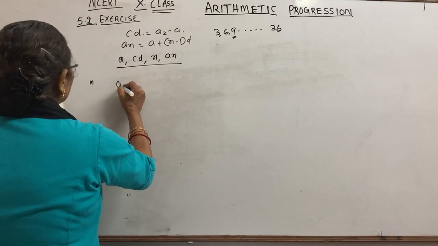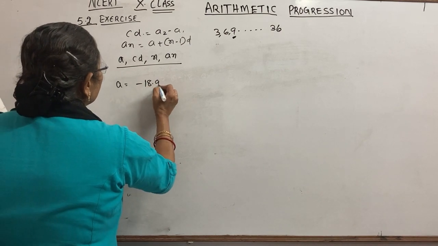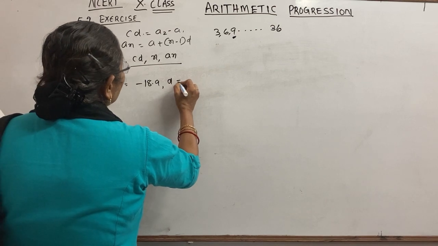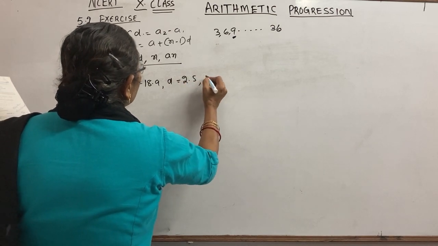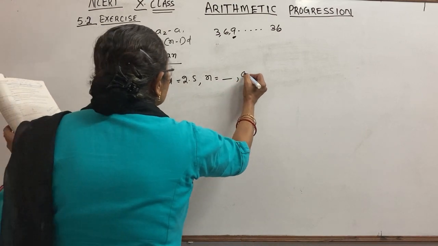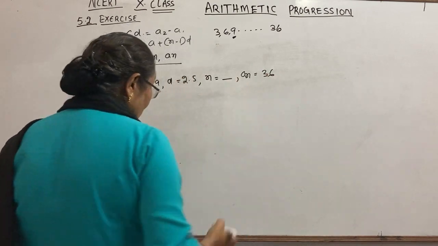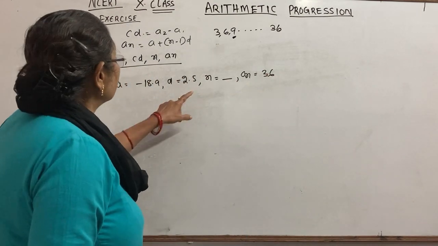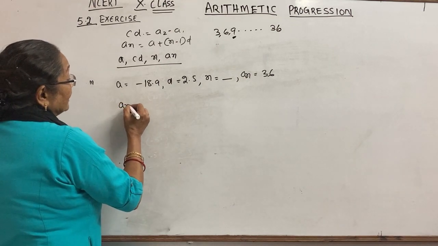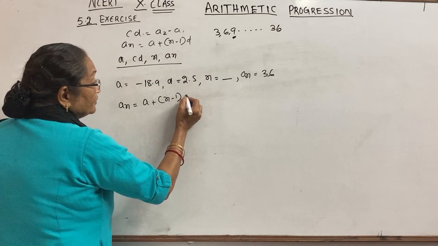a equals to minus 18.9, d equals to 2.5, n is equals to dash, then nth term is equals to 3.6. Now what do you have to find out here? Here we have to find n. So write the same formula: a nth term equals to a plus n minus 1 into d.